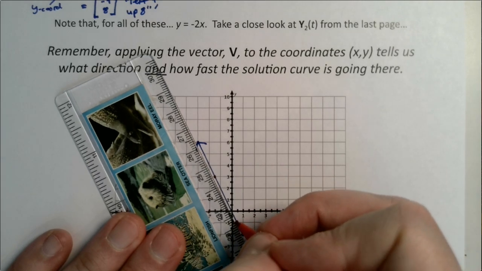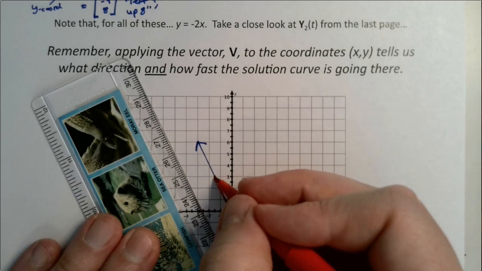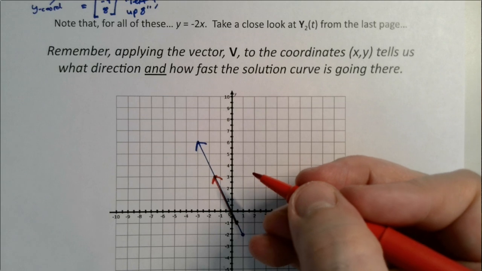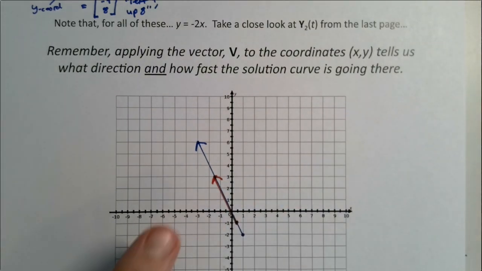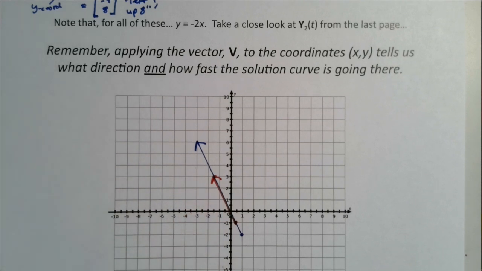So try to do this without making too much of a mess. So it's pointed in that direction. Now you'll notice they're not the same length, but they're definitely pointing in the same direction. So you're probably not at all going to be surprised to find out what happens when we take a look at another one. So we're going to do this next one.